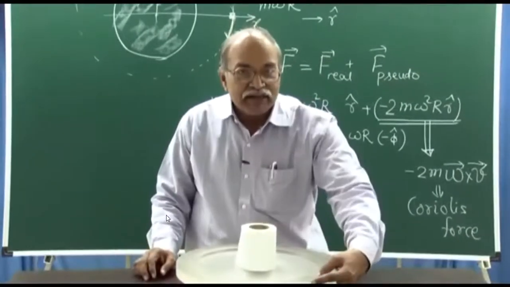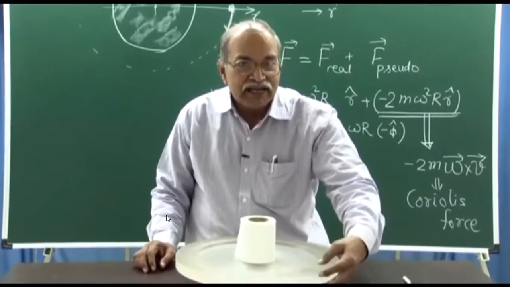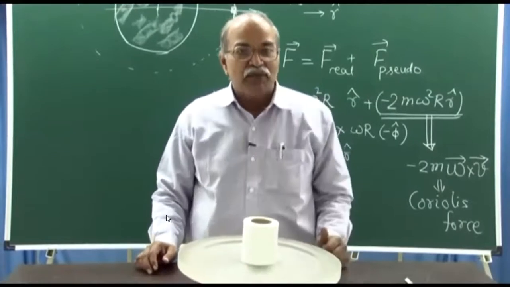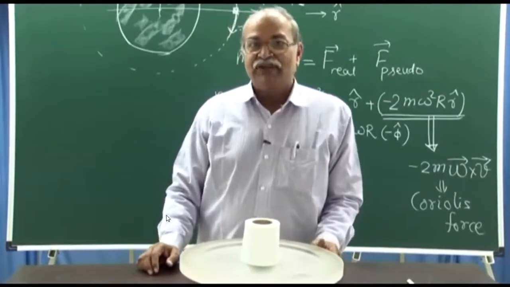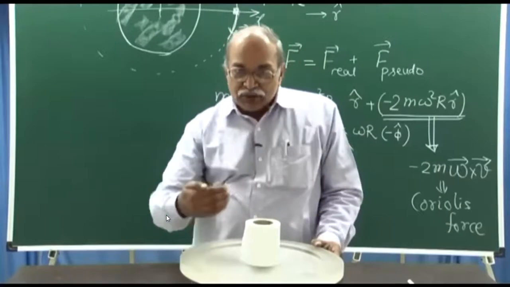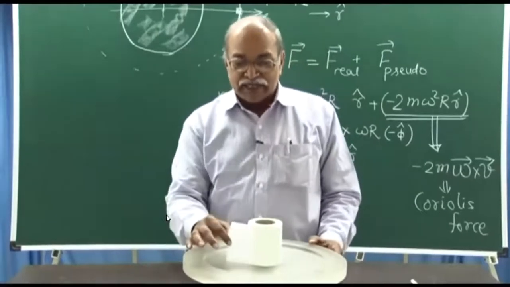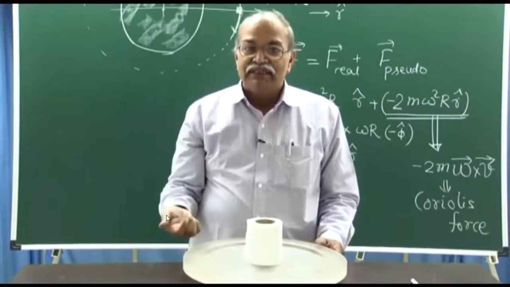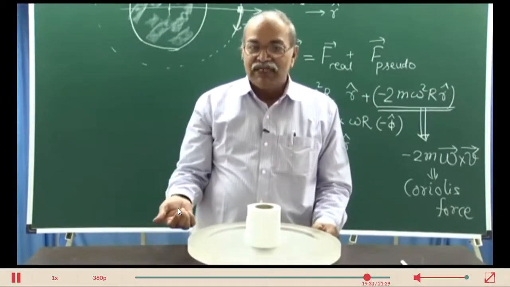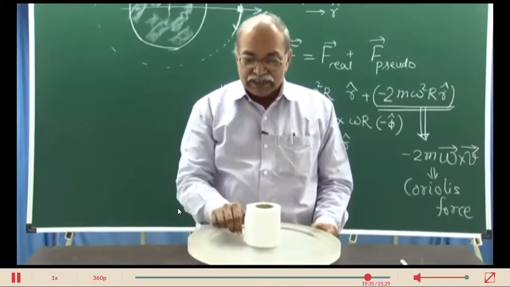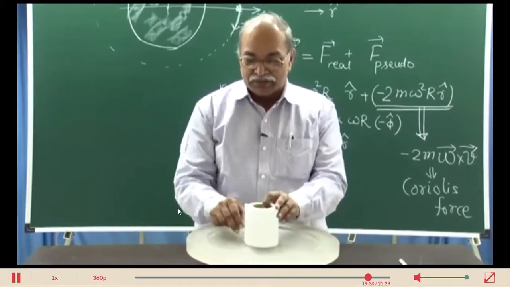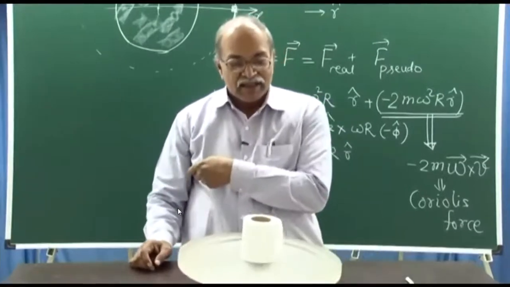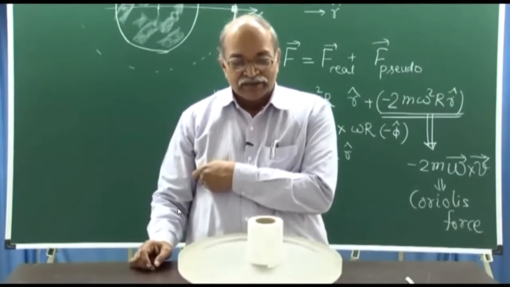If I rotate it with my left hand so that it goes anti-clockwise, omega will be vertically upward, and then the Coriolis force direction will also reverse. So now the Coriolis force will be towards me. If I am looking at this end, the velocity will be this, omega will be this. So minus omega cross v will be towards this. So in this situation it should not open up because the Coriolis force will be in this direction. Let us see. Yes, it did not open.